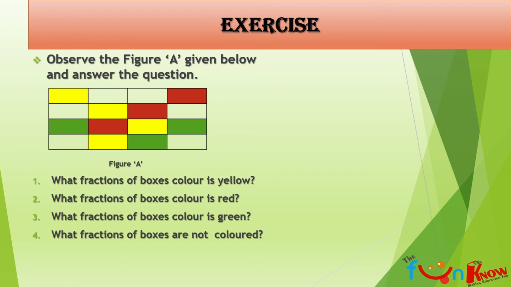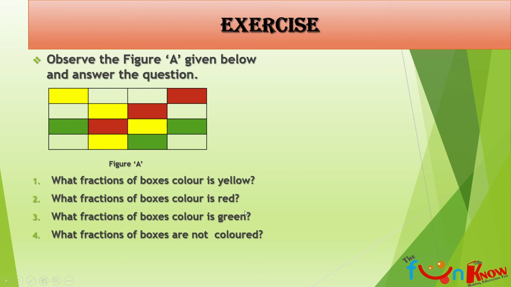Now, go to question number 2, students. Question number 2 is asking us how many red boxes are there. What is the fraction of boxes whose color is red? So red color boxes are 3. Our total value is 16. So obviously I think 3 and 16 are in the simplest form. You cannot simplify it further. So 3 by 16 will be the answer of this one.